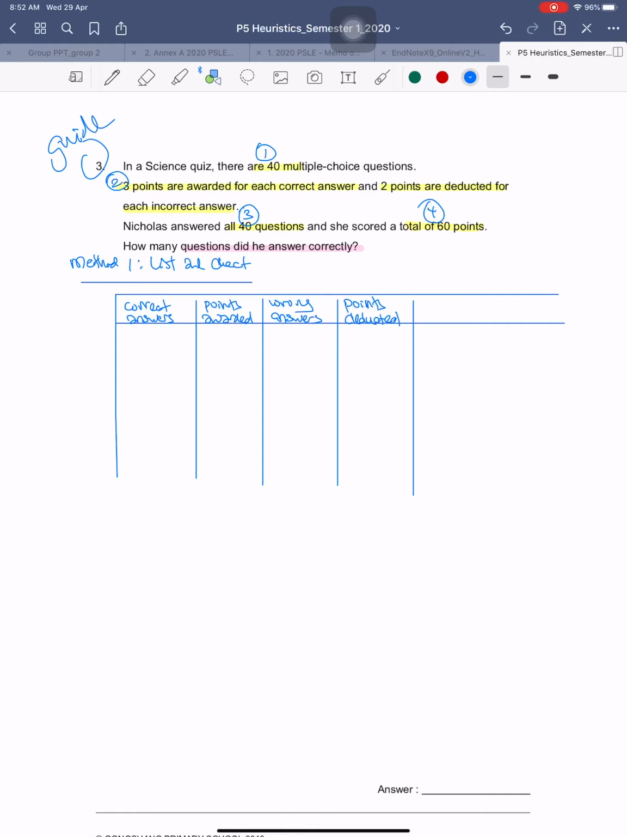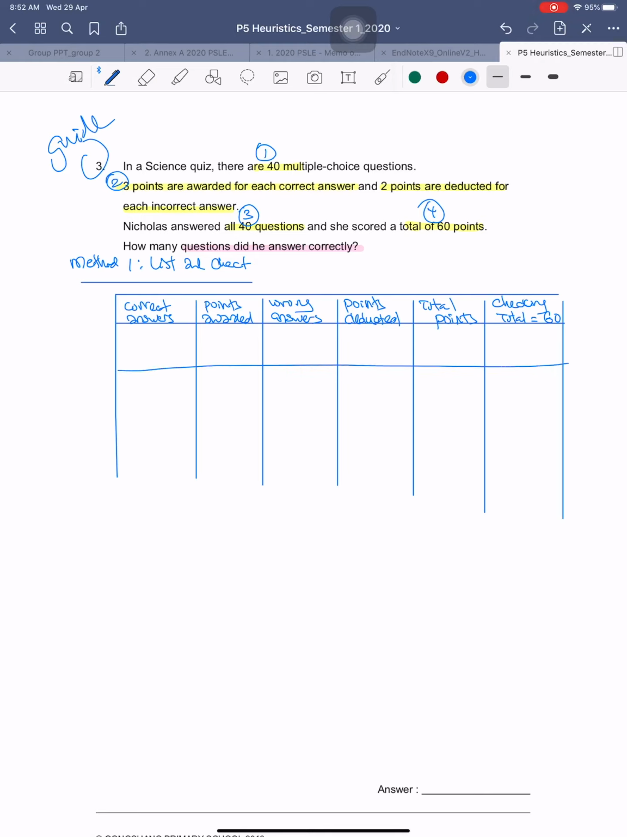Okay, then after that, total. We need to check for the total points. And lastly, the checking. Okay, and what are we checking? We are checking the total, look at condition number 4, is the total 60 points? That's very important. Okay, so that is the table that we have to construct. It is good to use a pencil in case you need to erase part of the table.